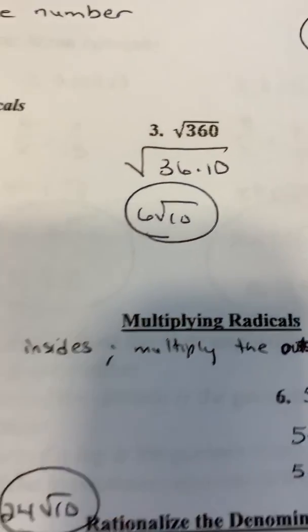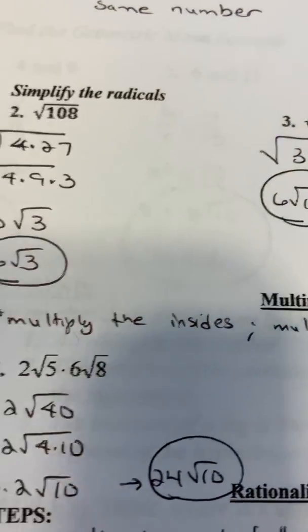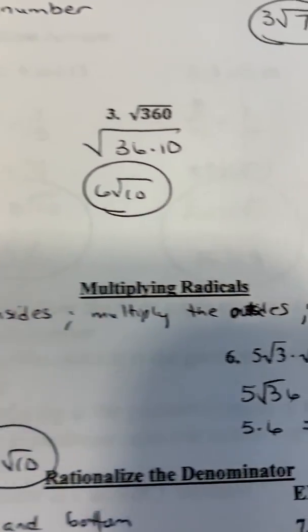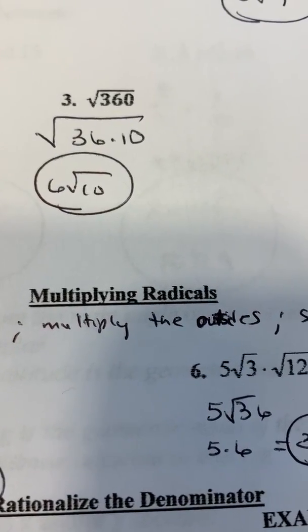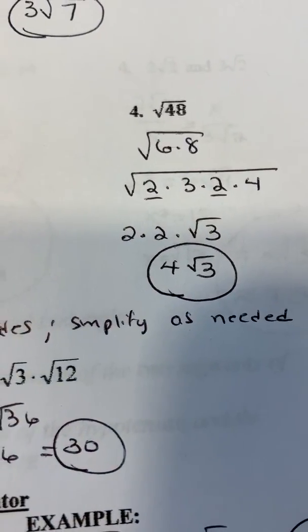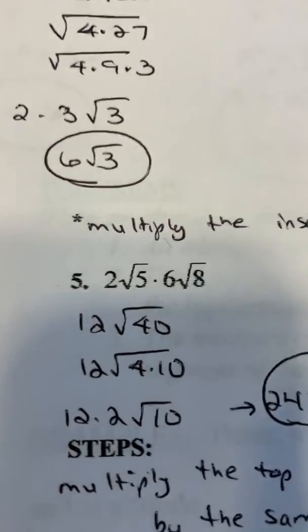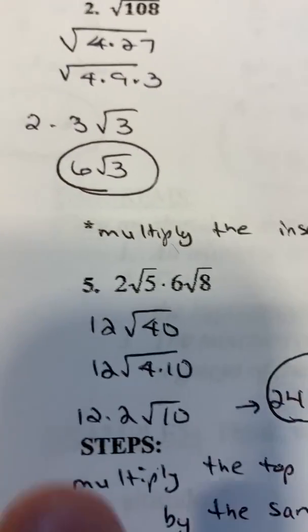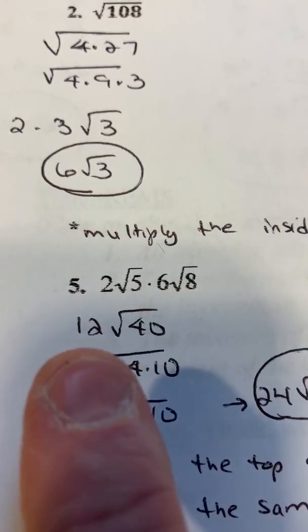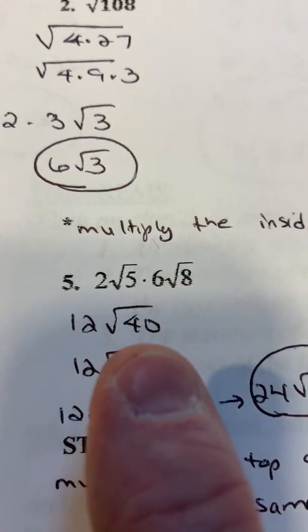Moving on to multiplying radicals, you're going to multiply the insides, multiply the outsides, sorry for that little typo there, and simplify as needed. Number 5, 2 times 6 on the outside. 2 times 6 is 12. 5 times 8 is 40.